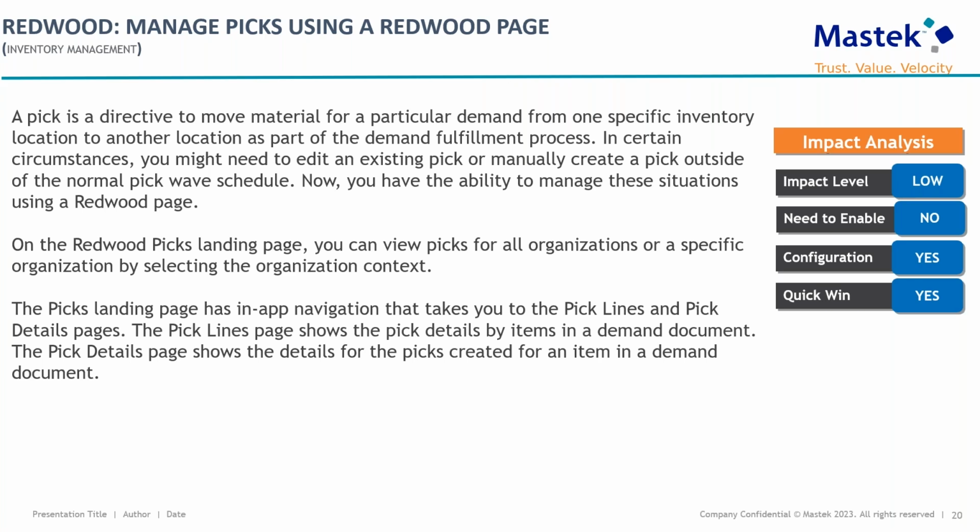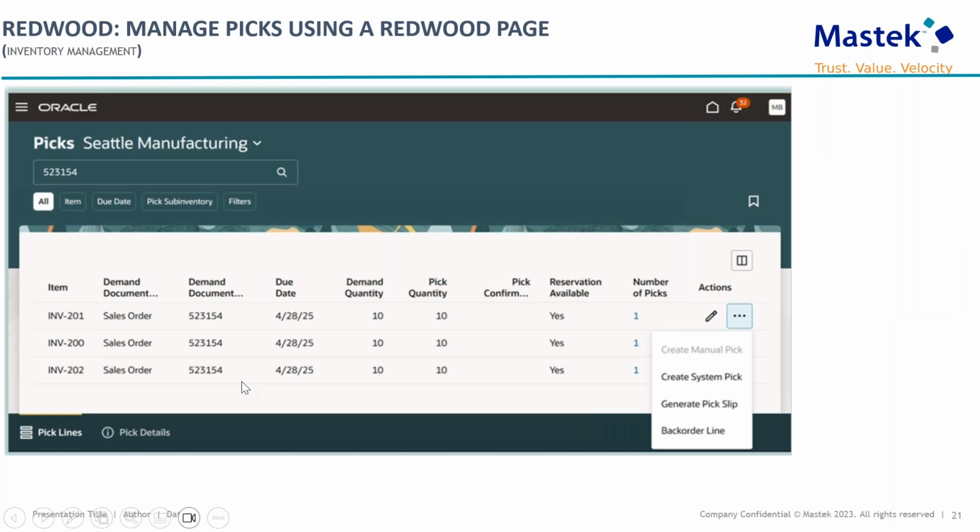It has the in-app navigation that takes you to the pick lines and the pick details page as well. So you will be able to see the pick lines first, and if you want to see the details, you will be able to drill down and see the pick details as well. This is how the page looks.